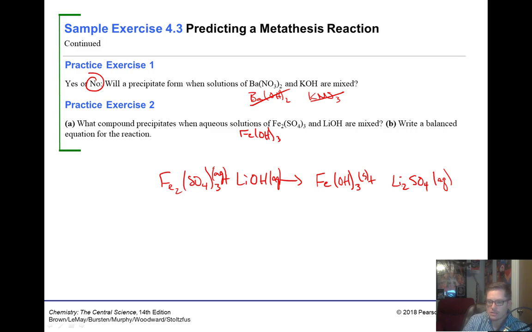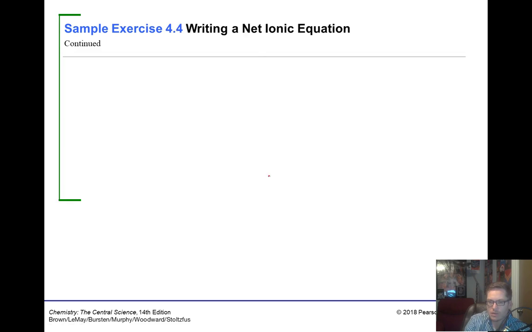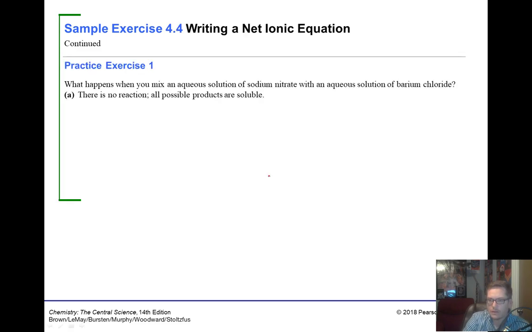So that's the answer to A. Now we have to balance this. We've got Fe2, so we put a 2 here. Sulfate SO4, so 3. So we'll put a 3 there, and then lithium hydroxide. There are 6 lithiums here, so we'll put a 6, and then hydroxide 6, 6. Alright, well, that was nice. So we got that as our balanced chemical equation.